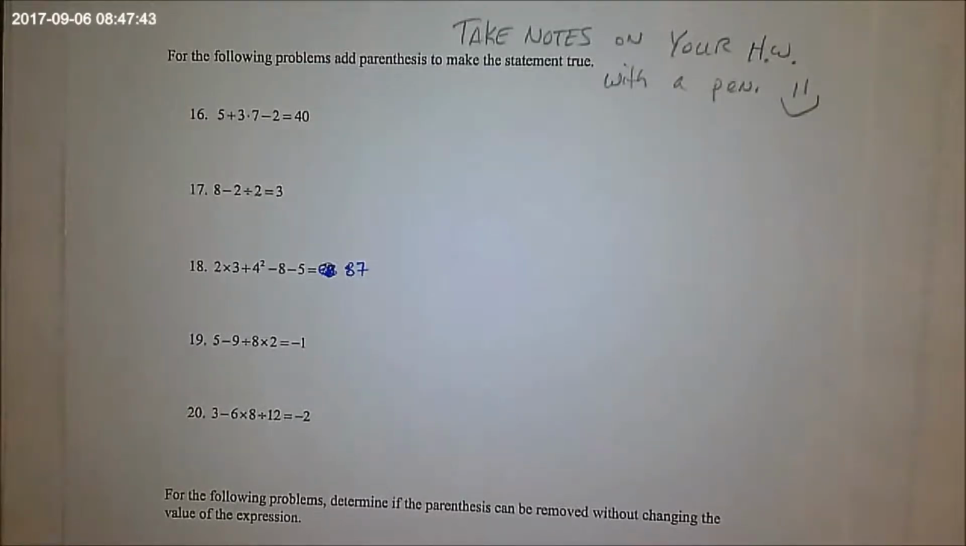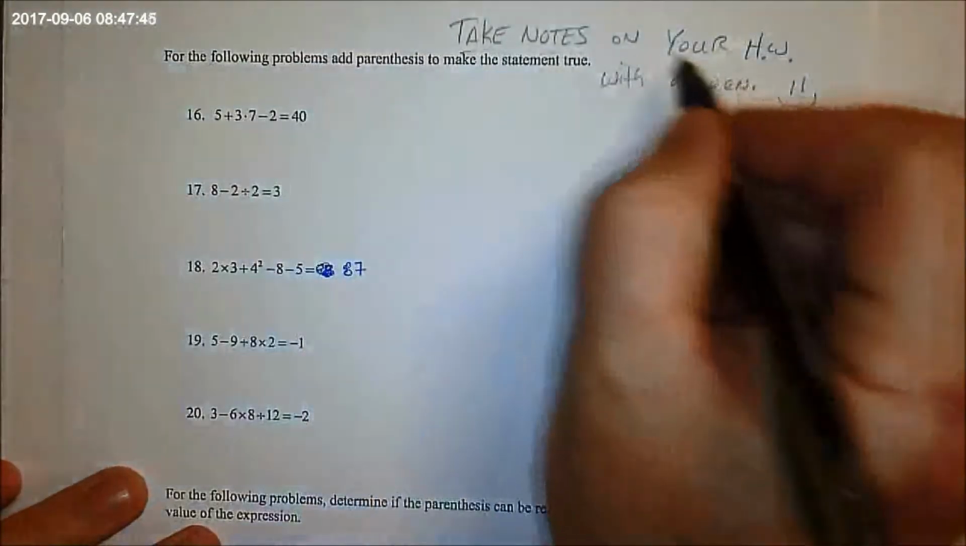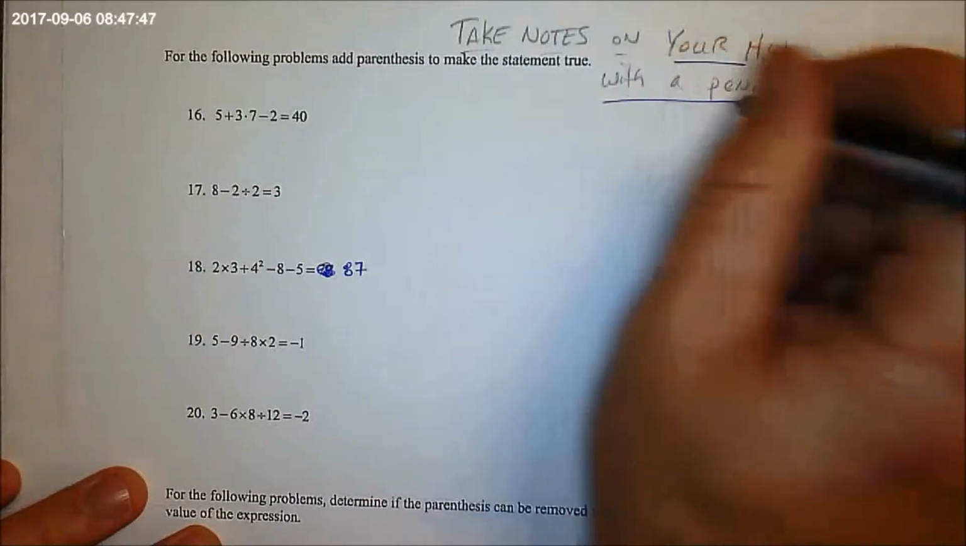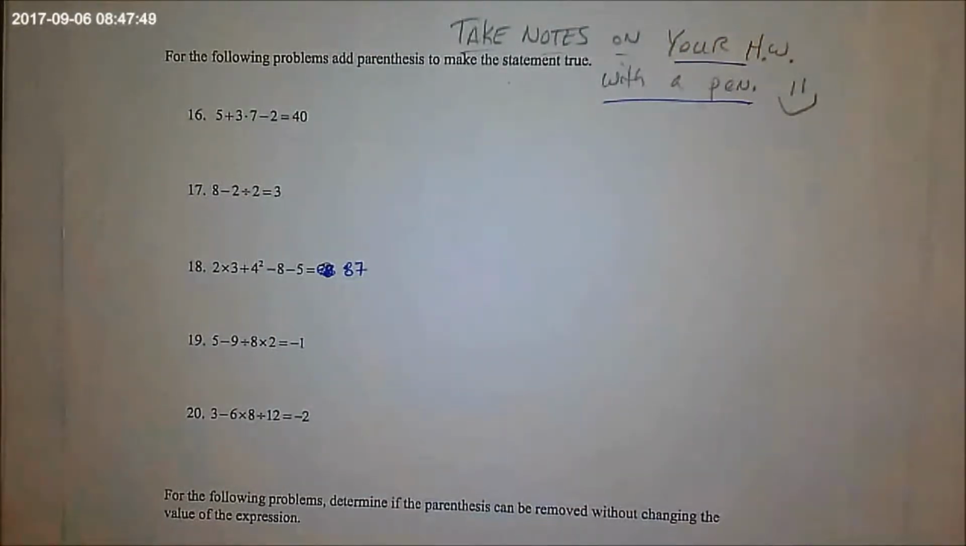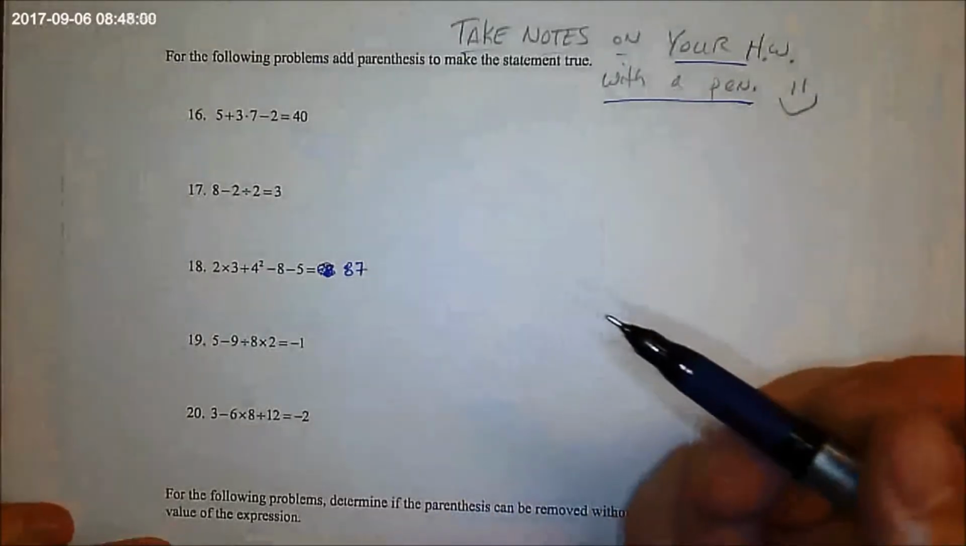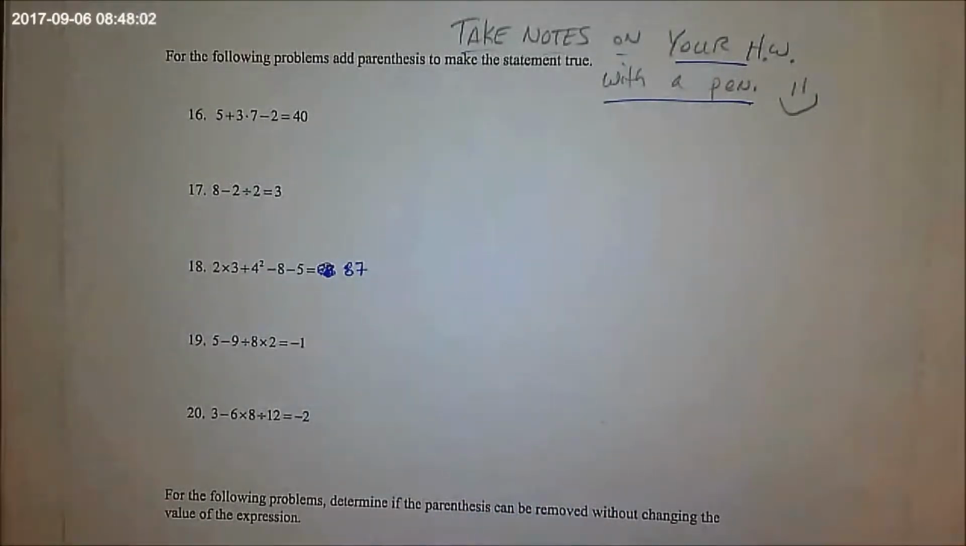So listen, you need to take notes on this homework with a pen because you need to write down your ideas, not just the answers, right? So if you got something wrong, we're going to talk about what you did that was wrong, and that way hopefully you understand the order of operations better. Okay, so like, first one though.